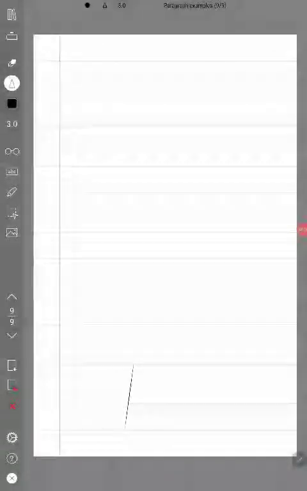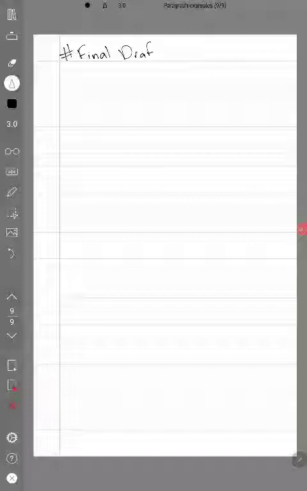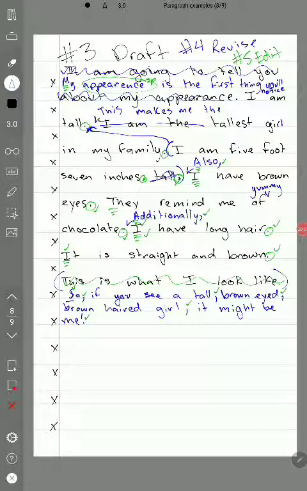So I'm going to add another page, and I get to do step 6, which is the final draft or publishing. Publish means that I'm actually sharing it with somebody, though. So since I'm sharing this with you, I guess I am publishing it. So I'm going to rewrite, and this time I'm not going to skip lines because I'm not going to revise again. And you know what?